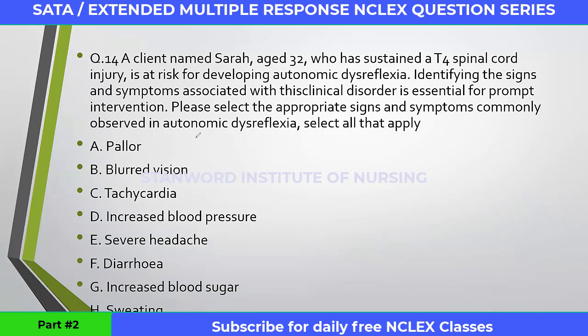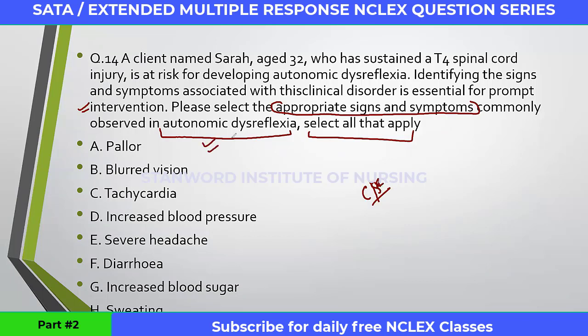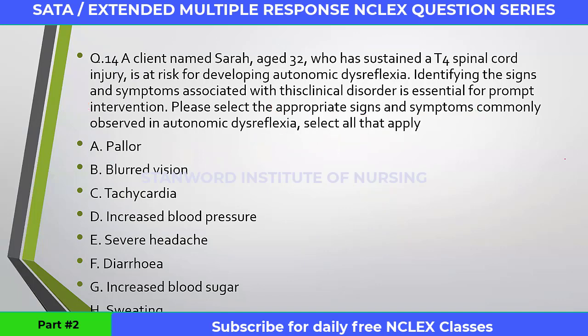Here the condition given is autonomic dysreflexia, and it is a SATA based question, so we have to select the clinical manifestations. Here you can see the appropriate signs and symptoms, or the clinical manifestations, that need an intervention. So in this question, we have to find out the clinical manifestations of the disease autonomic dysreflexia. So let's solve this question.